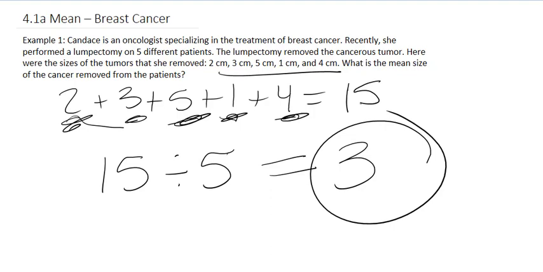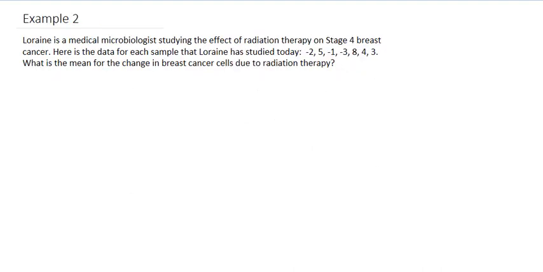So let's look at another example here. Lorraine is a medical microbiologist studying the effect of radiation therapy on stage 4 breast cancer. Here is the data for each sample that Lorraine has studied today: -2, 5, -1, -3, 8, 4, and 3. What is the mean for the change in breast cancer cells due to radiation therapy?